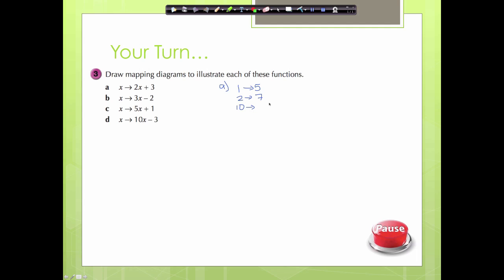Okay, so answer the next questions on your own. I'm not going to go through the answers because you could choose a whole range of different numbers, but you should get the right idea.